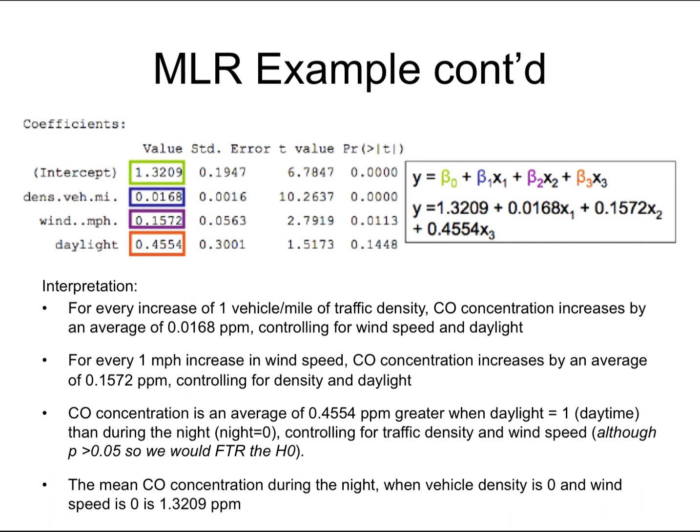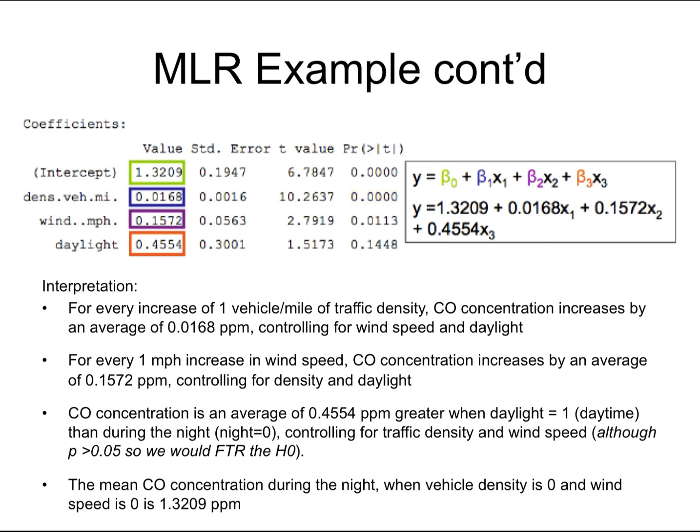Our interpretation of the traffic density slope would be, for every increase of 1 vehicle mile of traffic density, CO concentration increases by an average of 0.0168 ppm, controlling for wind speed and daylight. Our p-value associated with traffic density is less than 0.05, so we should reject the null hypothesis that the true slope for traffic density equals 0 when adjusting for wind speed and daylight, and have evidence to suggest that the slope does not equal 0 when adjusting for wind speed and daylight.